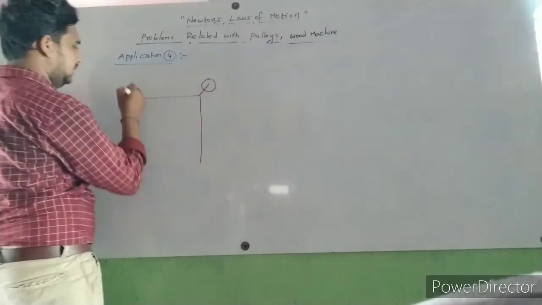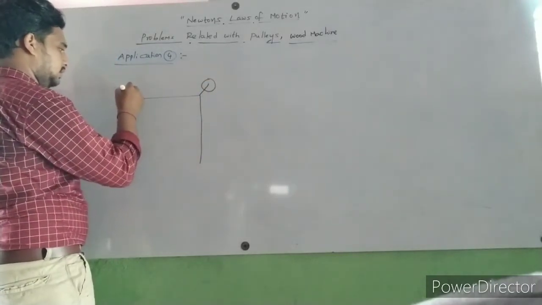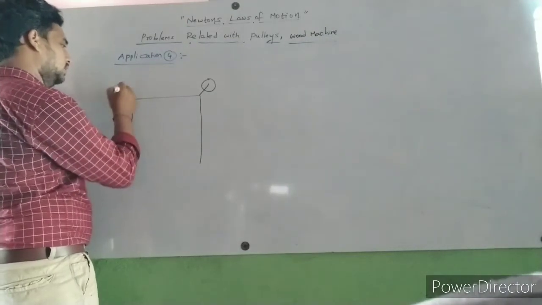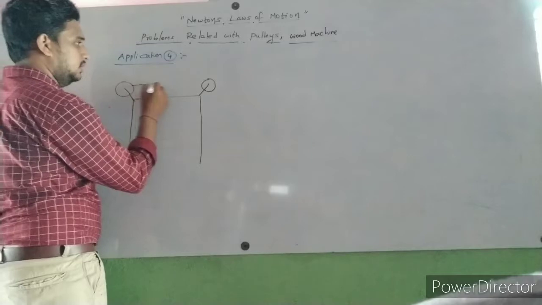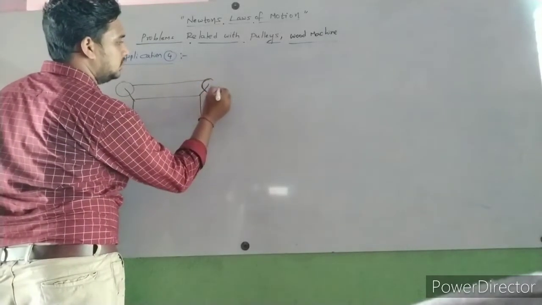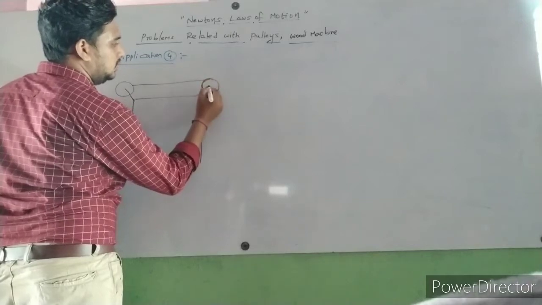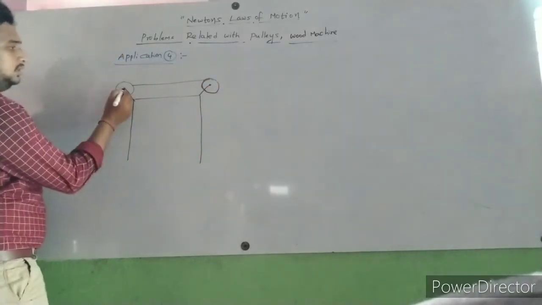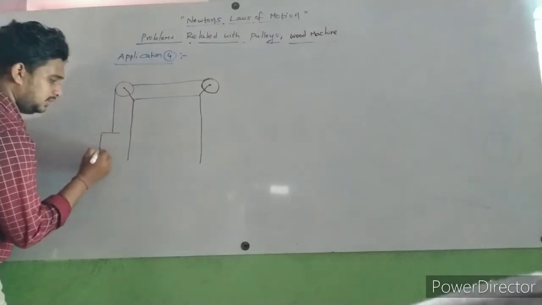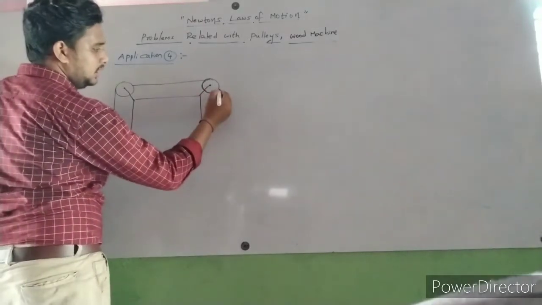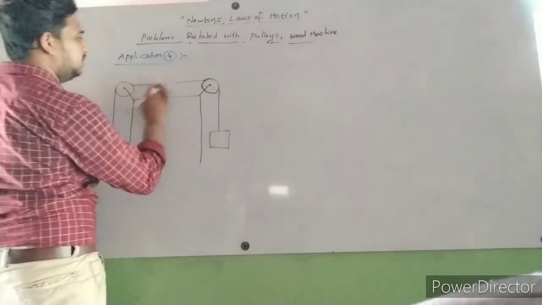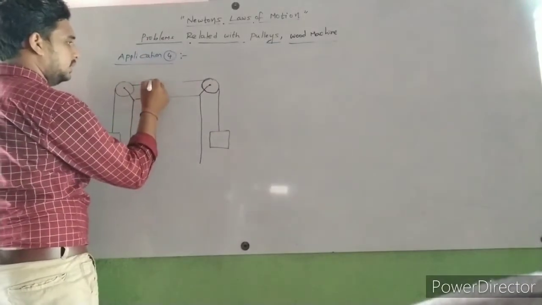So this is a pulley. For this one, this is a pulley. For this one, this is a pulley. Here I place one block, and in between these two, I place one block.